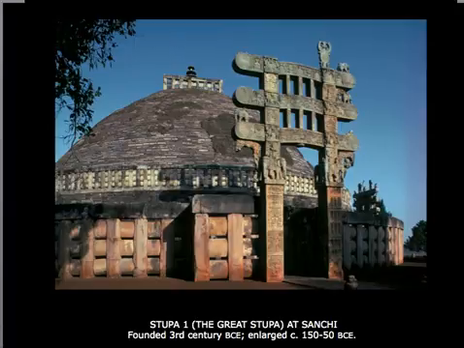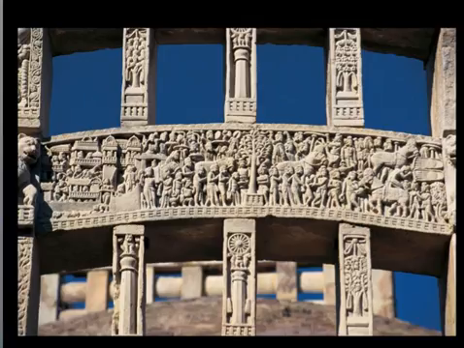You see this gate here. That was added a little bit later, but there's 4 of them, and they're about 35 feet tall. And they were given as gifts by patrons. And the 4 gates mark the 4 cardinal directions. And I'd like you to look right up here on the gate. Here we have scenes from the life of the Buddha, called the Jataka Tales, illustrated.